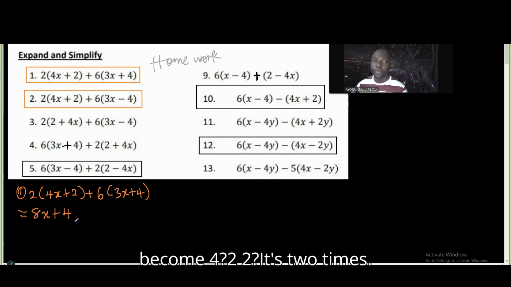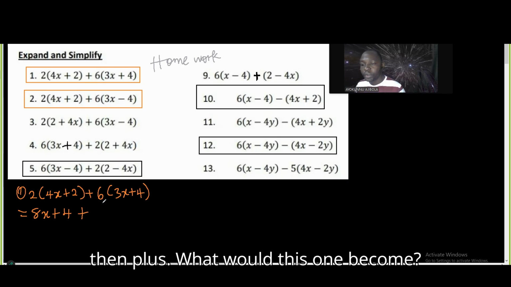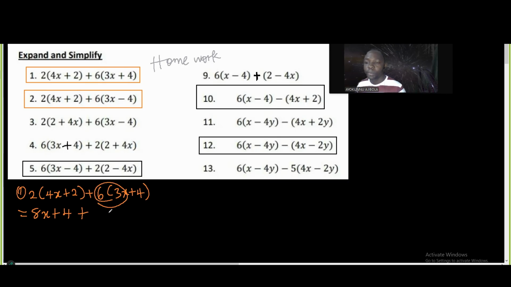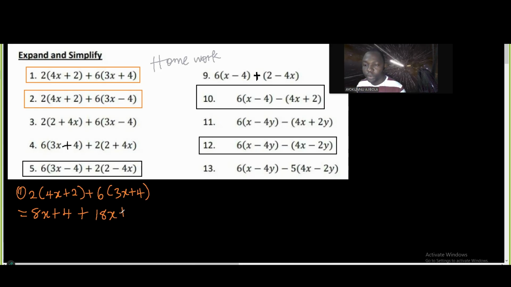How did it become 4? 2 times 2 gives us 4. Then plus, what would this one become? That becomes 18x. Yes, plus what? 24, good. I mean 24, sorry.